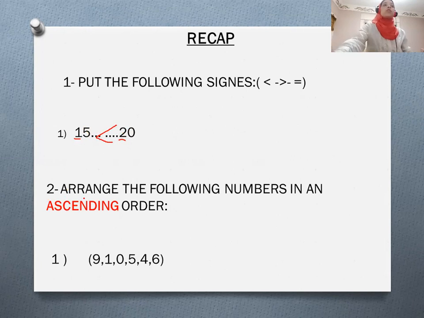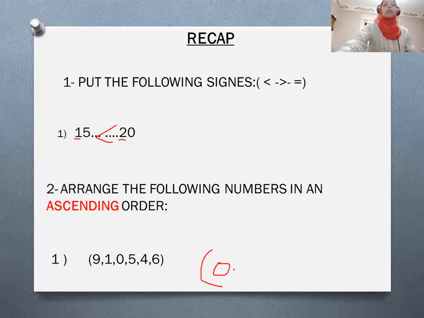Well, the second question asks you to arrange the following numbers in ascending order, which means you have to order them from the smallest to the largest. You look at this group of numbers and arrange them from the smaller to the larger. Which is the smallest one of these? Right, it's 0. The next one is 1, and then the larger, 4. Who tells me? Yeah, it's 5, and then 6, and the largest one is what? It's 9. Well done.